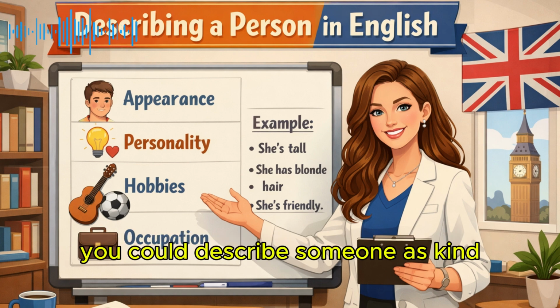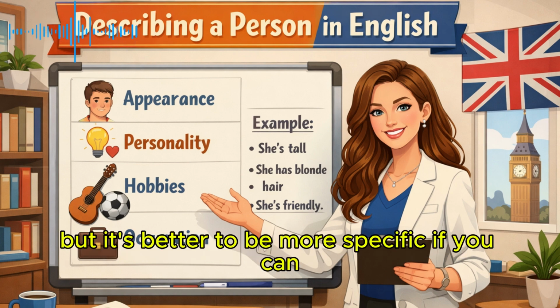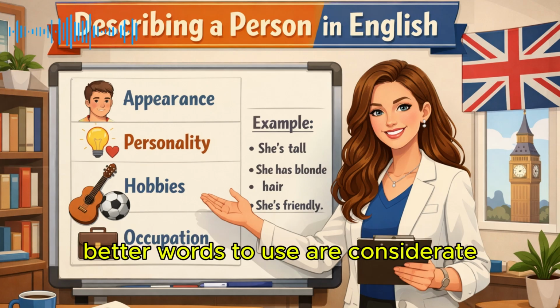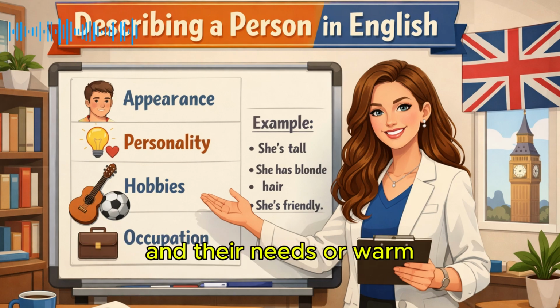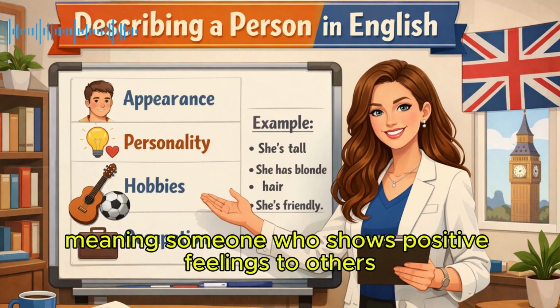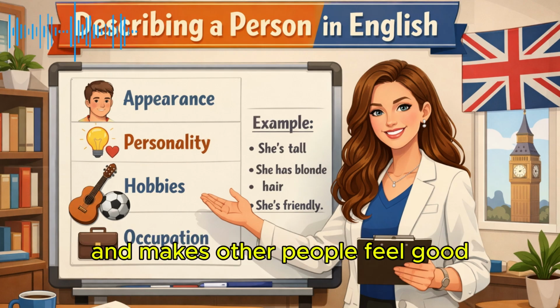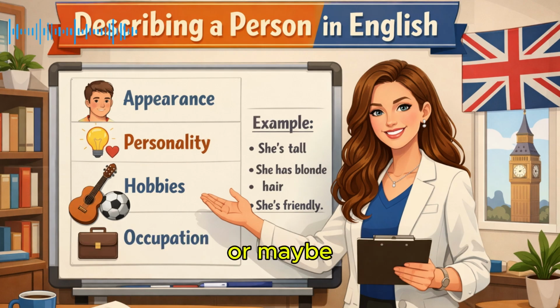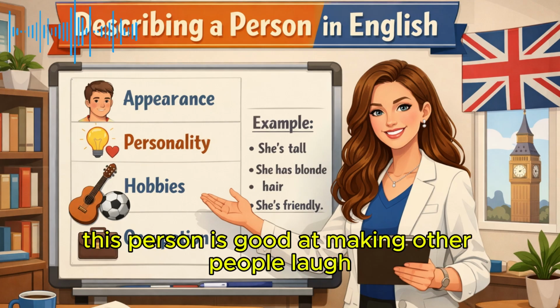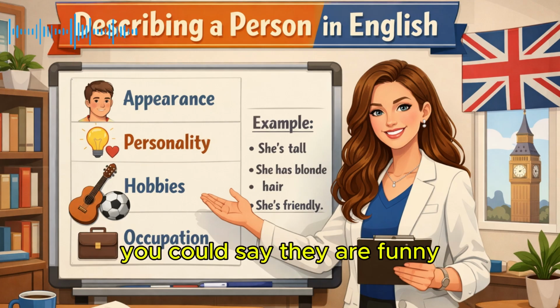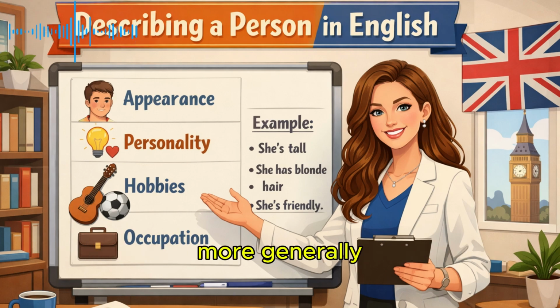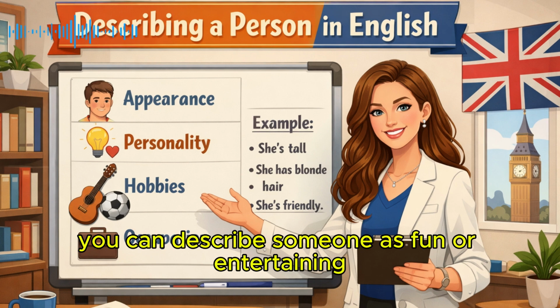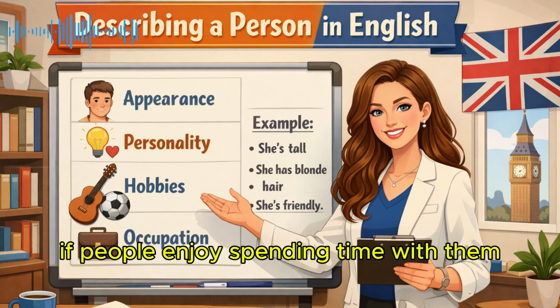You could describe someone as kind, but it's better to be more specific if you can. Better words to use are considerate, meaning someone who always thinks about other people and their needs, or warm, meaning someone who shows positive feelings to others and makes other people feel good. Or, maybe this person is good at making other people laugh. You could say they are funny or that they have a good sense of humor. More generally, you can describe someone as fun or entertaining if people enjoy spending time with them.